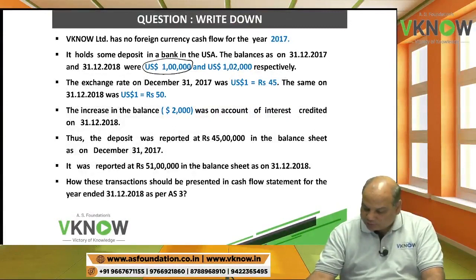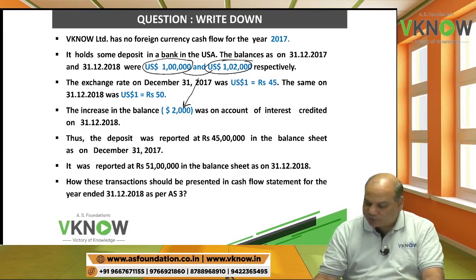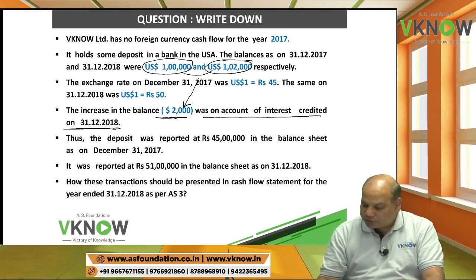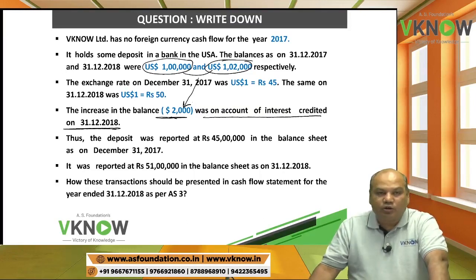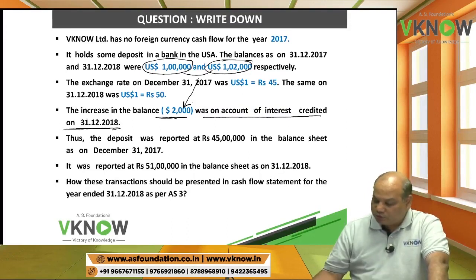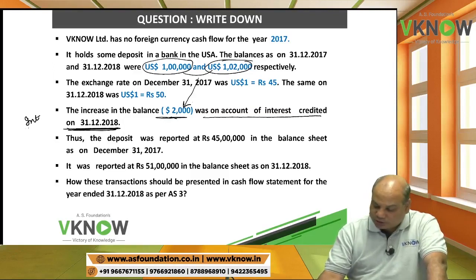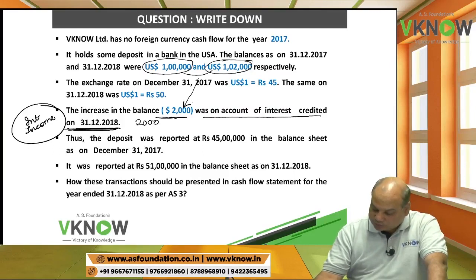It was 1 lakh and it is 1 lakh 2000. So your question can be, why is there an increase? The answer is, the increase in the balance was on account of interest credited on 31/12/2018. So this is your interest income, $2000.